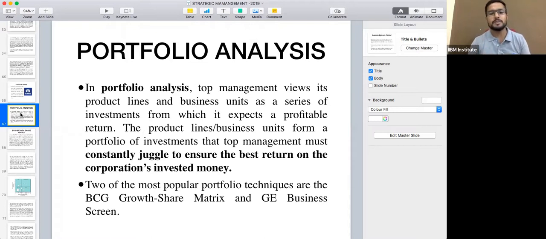For this purpose, we have two most important studies. The first is called BCG analysis, and the second is called the GE business screen. These are the two topics we are going to cover in this exam. So shall we start with the BCG matrix, please?